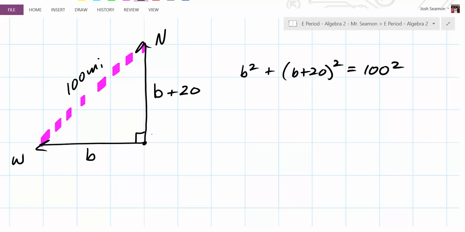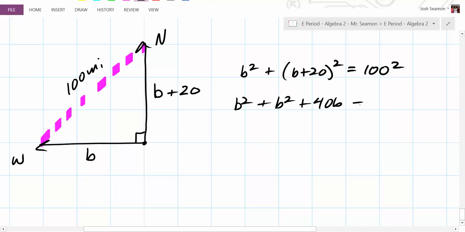So if you want to solve this, is this a quadratic? Yes. Is it in standard form? No. Write it in standard form for me right now. Don't use your calculator. Write that in standard form for me. I get b squared plus b squared, 2b squared plus 40b minus 1000, minus 600 plus 600 equals 0.